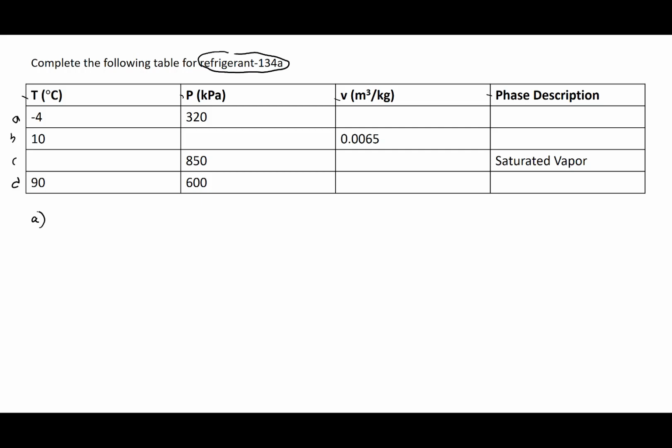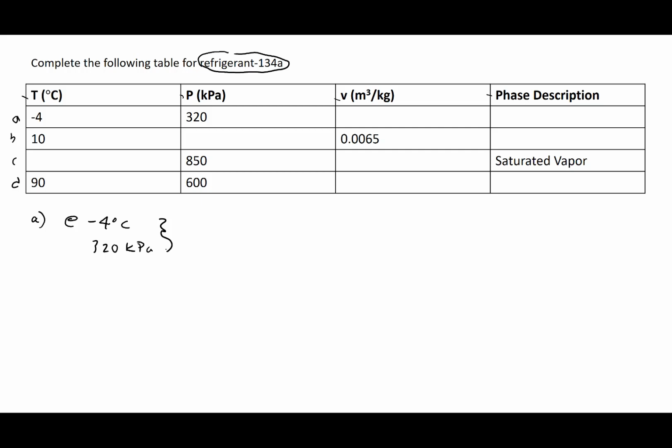So A is the first row. Our refrigerant 134A is at -4 degrees Celsius, and the pressure is 320 kilopascals. What we want to do is look up the specific volume on a table from this temperature and pressure. Thermodynamic tables are divided into a saturated liquid-vapor mixture table, compressed liquid table, and superheated vapor table. So we need to determine if this is a saturated mixture, compressed liquid, or superheated vapor before we can look up what the specific volume is.